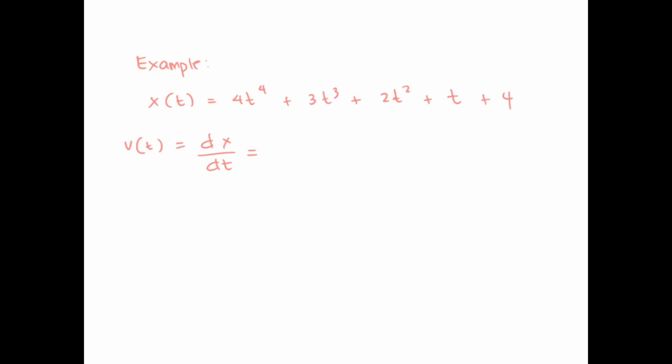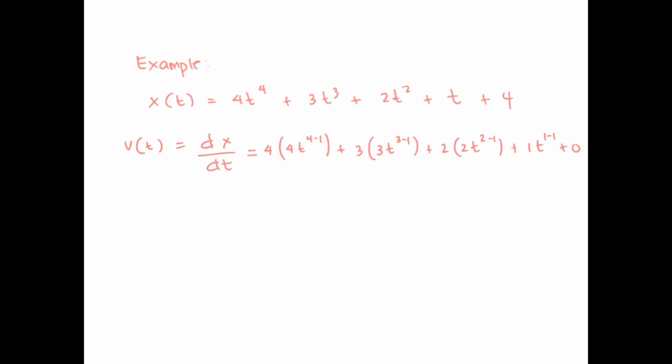So we will have 4 multiplied by 4 times t raised to the power of 4 minus 1, plus 3 multiplied by 3t raised to the power of 3 minus 1, plus 2 multiplied by 2t raised to the power of 2 minus 1, plus 1 multiplied by t raised to the power of 1 minus 1, plus 0.